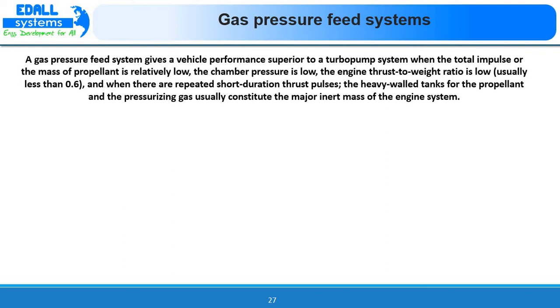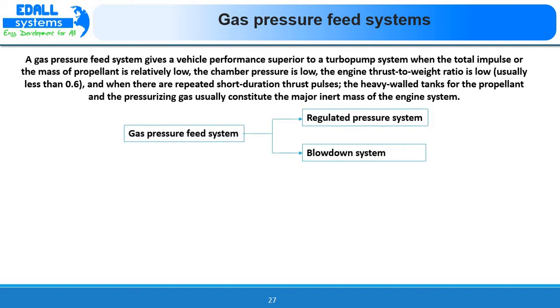This system gives a vehicle performance superior to a turbopump system when the total impulse or the mass of propellant is relatively low, the chamber pressure is low, the engine thrust to weight ratio is low, and when there are repeated short duration thrust pulses. The heavy walled tanks for the propellant and the pressurizing gas usually constitute the major inert mass of the engine system. So these are some of the applications where the gas pressure fed systems are used, such as when we need low total impulse and low chamber pressure.